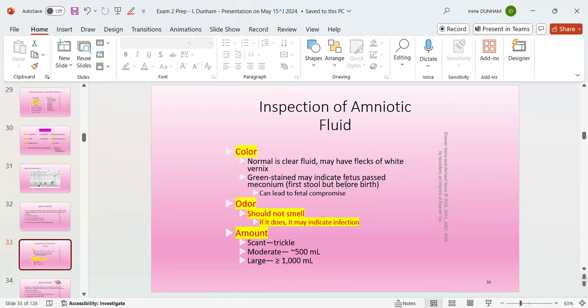And all that means is that we're going to put sterile saline and flush out the uterus to dilute the meconium. And we can do that, okay?